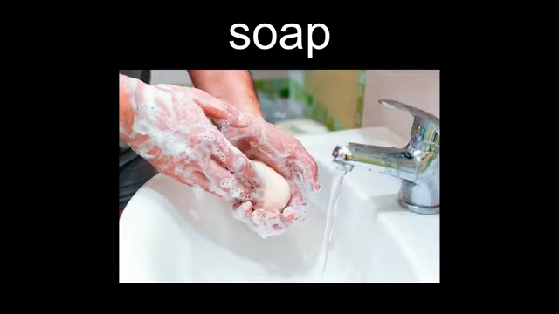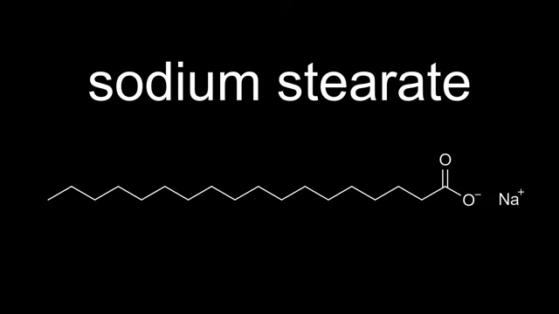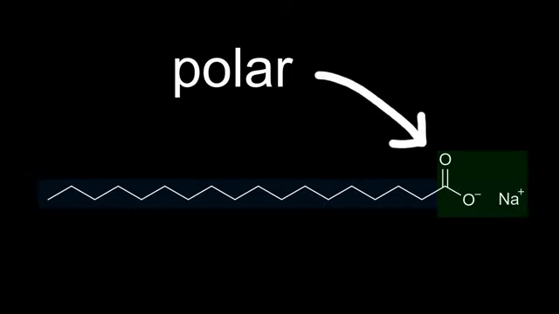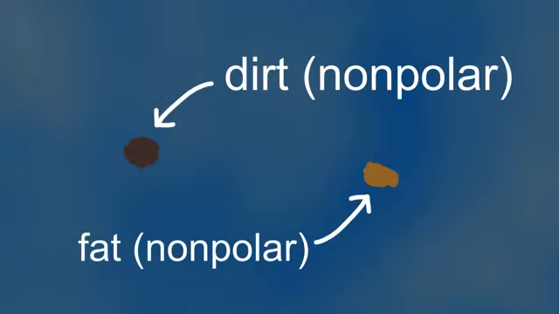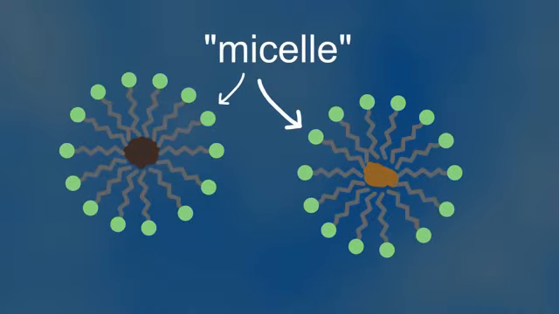Fun fact, soap works because the molecules that it's made from, which are called surfactants, have a polar head and a nonpolar tail. This way, when in water, they can surround, for example, nonpolar fat molecules and form micelles, which, along with the water, transport the dirt particles away.